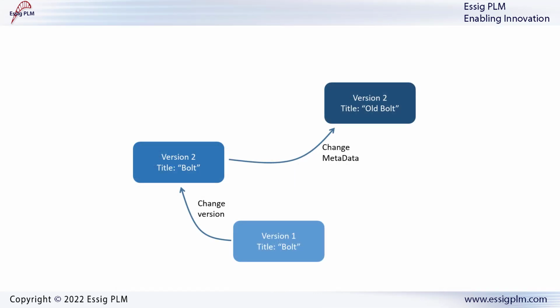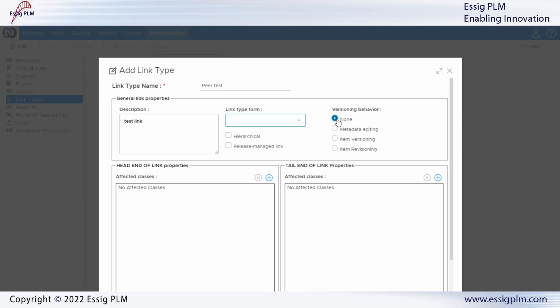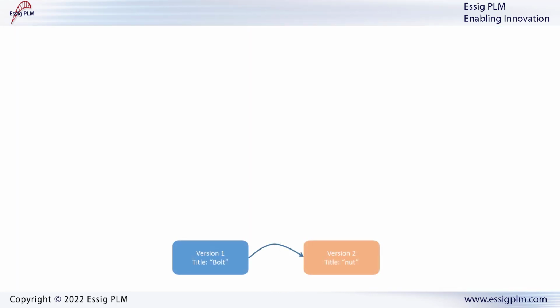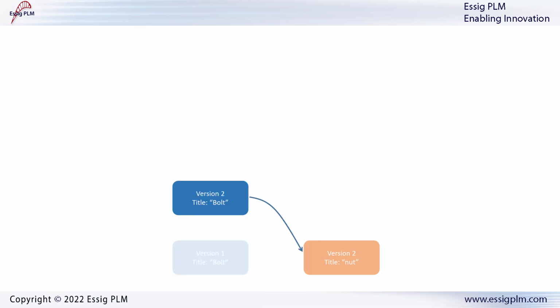Nexa items can change. For example, there can be different versions, revisions, changes regarding the metadata, etc. What happens to a link when the head or the tail change depends on the versioning behavior. In this case, we select None. Please refer to the Nexa guides on the details of the other modes. In this case, the link is carried forward independent of the modification of the items. When you place this kind of link between two items, it is carried on up to the latest version.